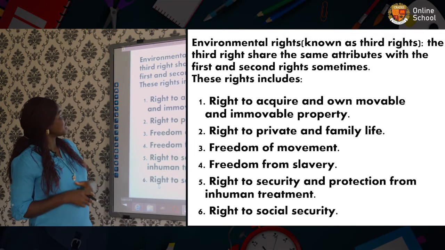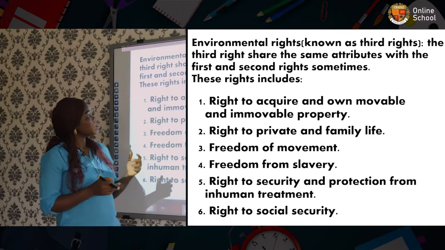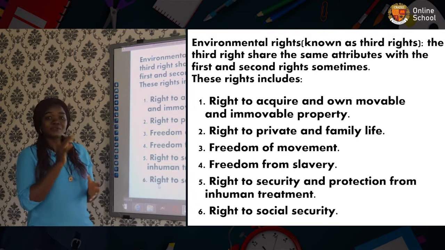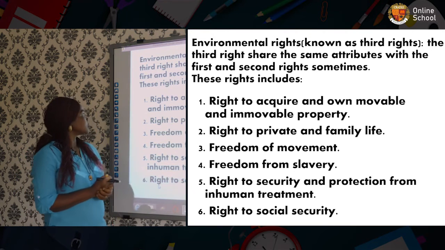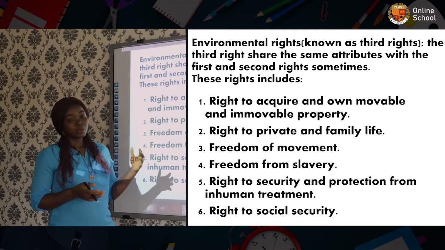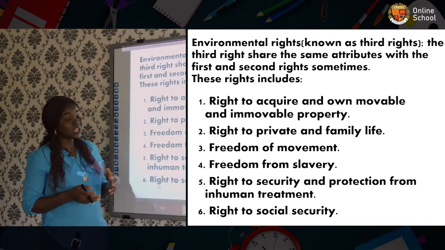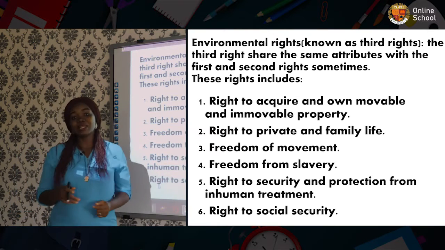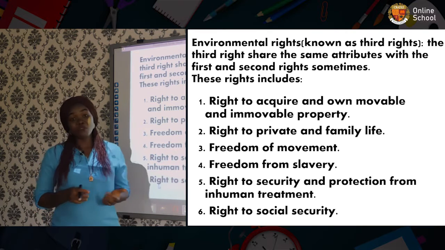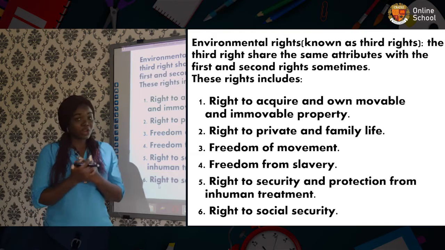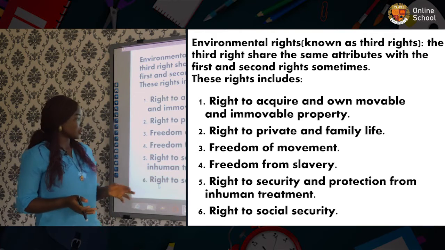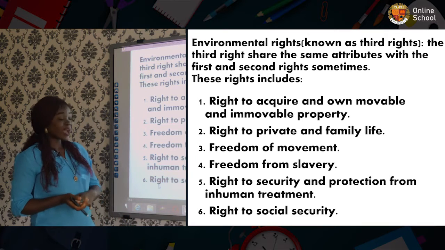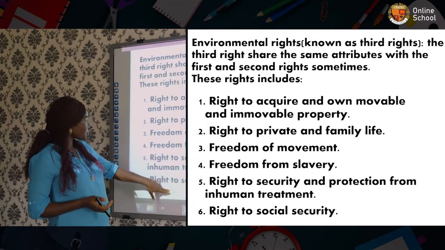Looking at the last one, which is the environmental rights, also known as third rights. And these third rights share the same attributes with the first and second rights. And these rights include right to acquire and own movable and immovable property in any part of the country, right to private and family life, right to freedom of movement, freedom from slavery, right to security and protection from inhuman treatment, and lastly, right to social security.